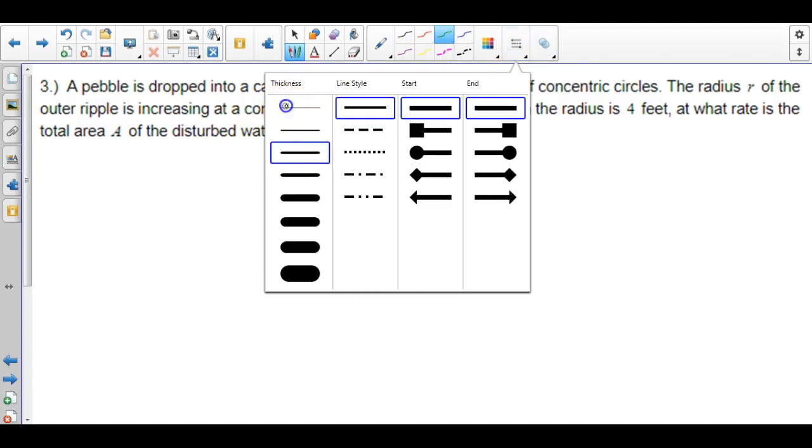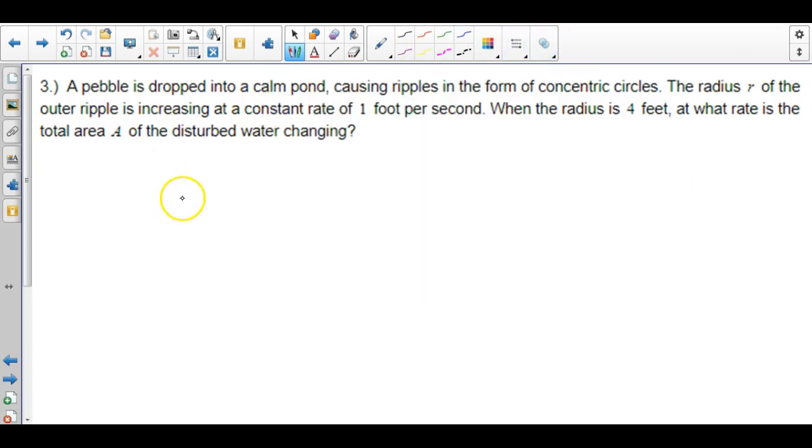So in this next one, we've got a pebble that is dropped into a calm pond, causing ripples to form in circles, essentially. The radius of your outer ripple is increasing, so we know that the change in radius with respect to time, so dr dt, is increasing at a constant rate of 1 foot per second. And we want to know when the radius is 4 feet, at what rate is the total area of the water changing.